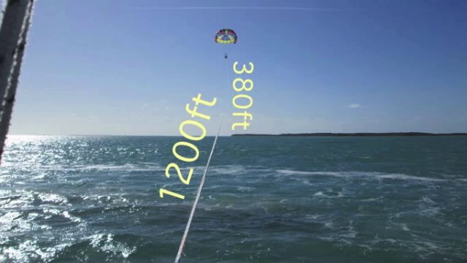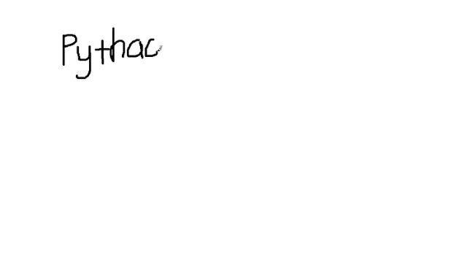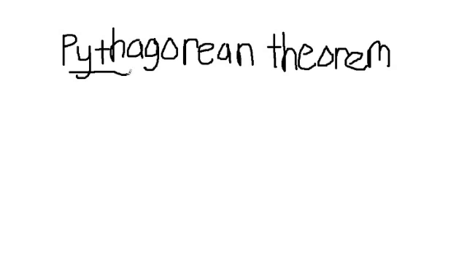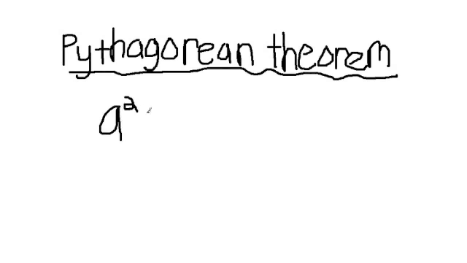If the rope is 1,200 feet long and the parasail is 380 feet above the water, how far is the parasail from the boat? To find the distance from the boat to the parasail, you must use the Pythagorean theorem, which takes the height of the parasail squared plus the missing distance equals the length of the rope squared.